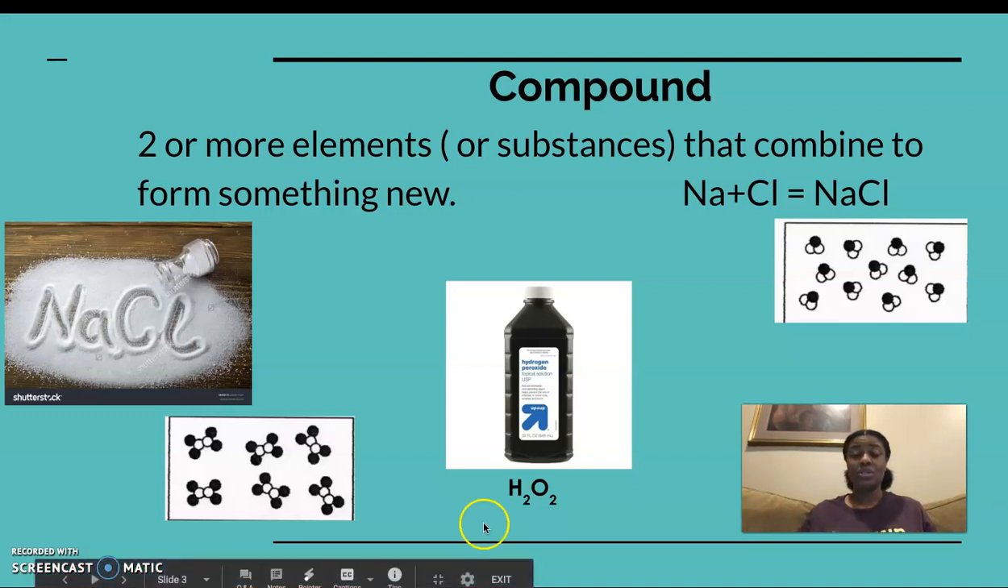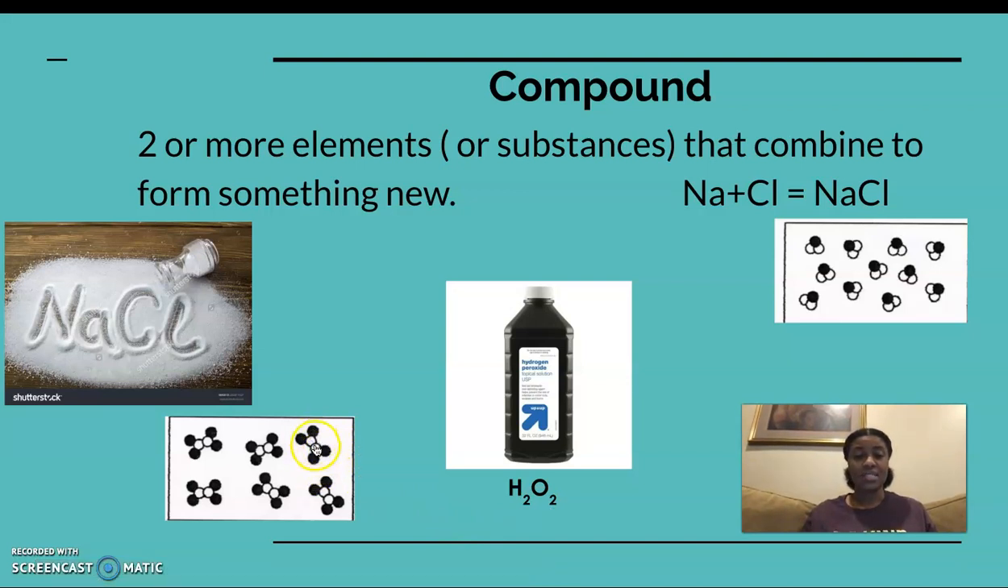So in the models here, I see this element. It's represented by the black circle. I see this element with the white circle, and I see that they're stuck together. They're bonded together. So they're not separate elements. It's one brand new thing. So this is called a compound. This over here, same thing. I've got elements here. I've got a different element here, but it's stuck together. It's bonded together. That is a compound.